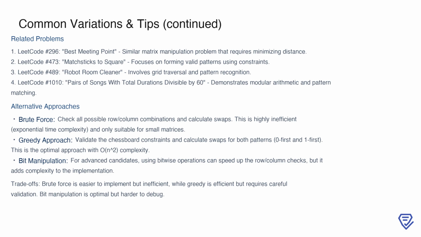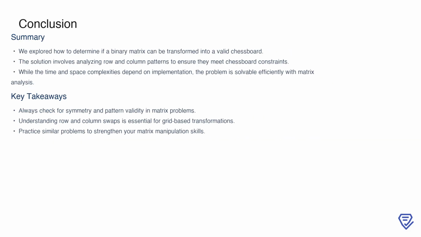The greedy approach, on the other hand, is the optimal solution. It involves validating the chessboard constraints and calculating swaps for both starting patterns, 0 first and 1 first, achieving n² complexity. For advanced candidates, there's also the possibility of using bit manipulation to speed up row and column checks. While this can improve performance, it adds significant complexity to the implementation and can be harder to debug. Each method has its trade-offs, so it's important to choose the approach that best balances efficiency and simplicity for the given context.